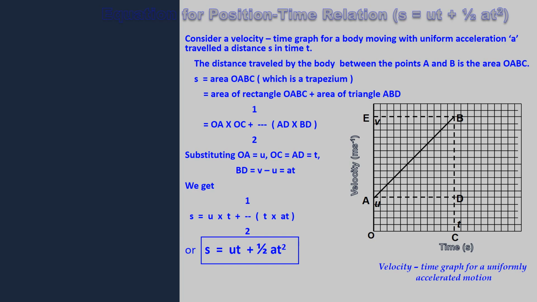Substituting OA, which is equal to u, OC is equal to AD, that is t, and BD is equal to v minus u, which is equal to at, we get s is equal to u into t plus half t into at. Rearranging these values, we get s is equal to ut plus half at square.